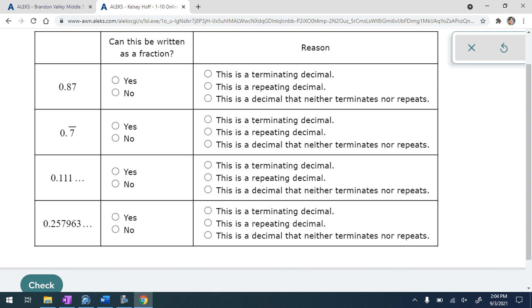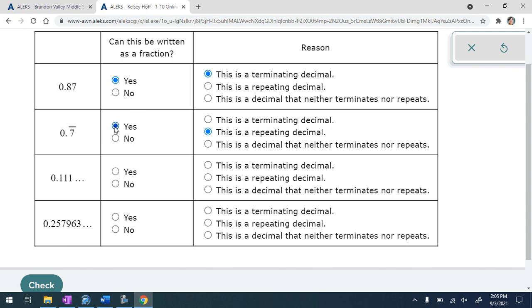Now, on 1-1, you guys took terminating decimals and repeating decimals and rewrote them as fractions. So if you say it's terminating or repeating, that's going to tell you yes. If you say it's neither one, then you're going to say no. Okay? 0.87, terminating, repeating, or neither? Terminating. Can it be a fraction? Yes. 0.7 with the bar above it. Terminating, repeating, or neither? Repeating. Can it be written as a fraction? Repeating, yes.